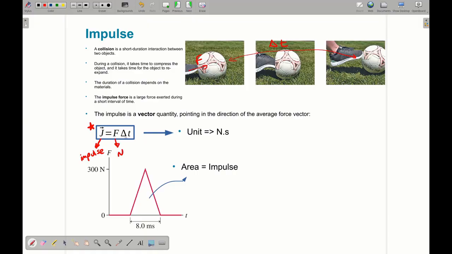Force has unit Newton, time has unit second, in SI units. So the unit for impulse is Newton times second. A better way of expressing this is kilogram meters per second, but you can also leave it as newton seconds. If we have a force versus time graph, we can use the area under that graph to find impulse. That's another idea here.